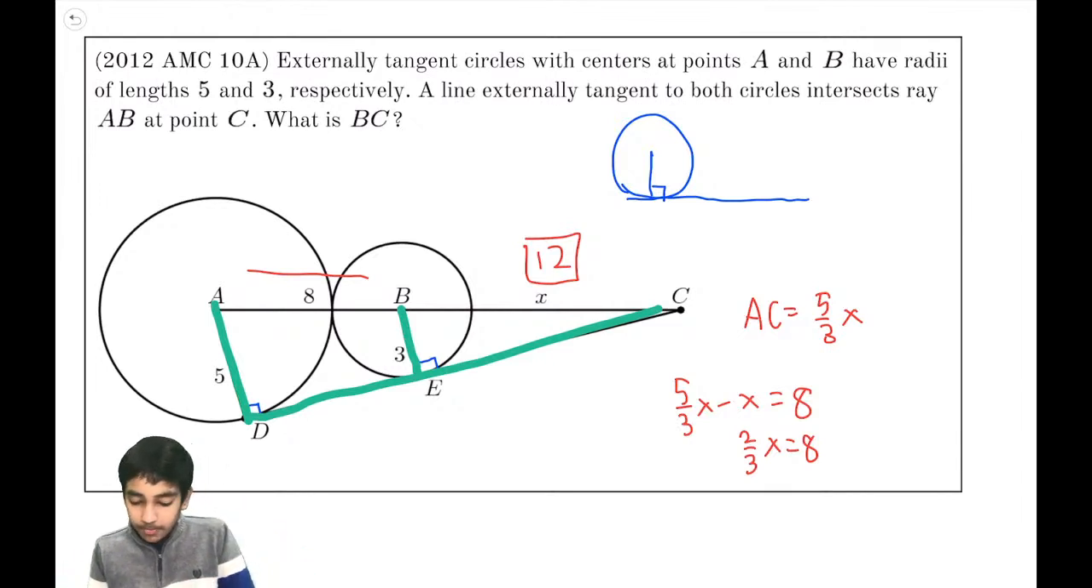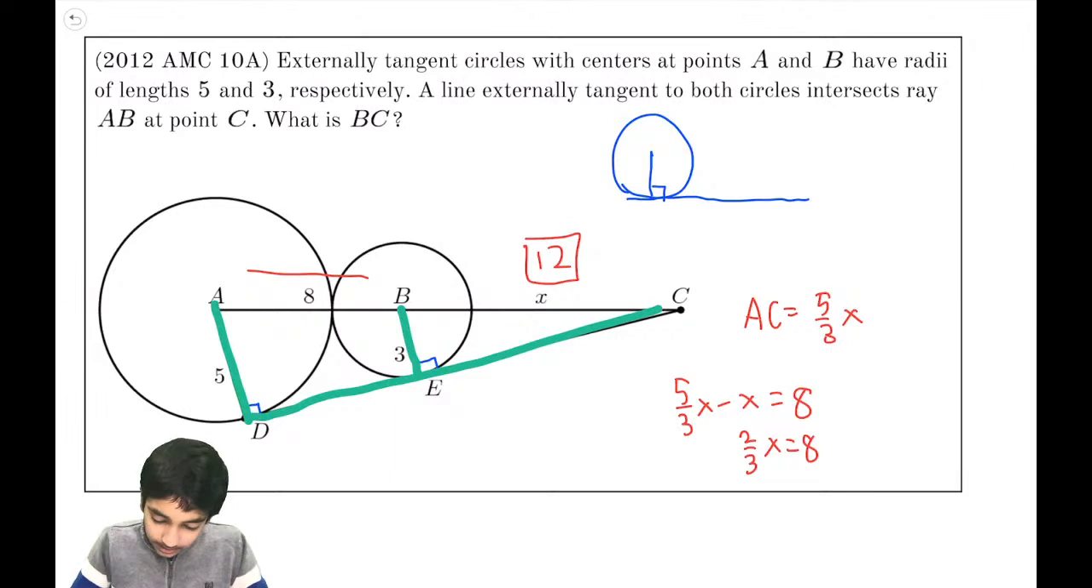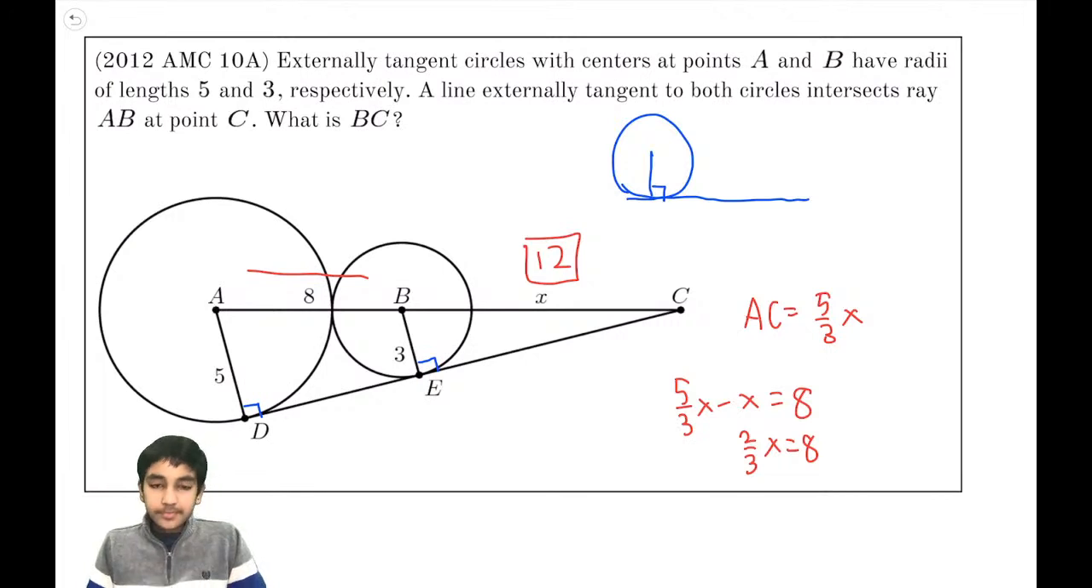So they're parallel. It means the triangles are similar, which means the ratio of the side lengths are equal. Then we saw that 5:3 is 8 plus x to x, and then we can solve it from there.